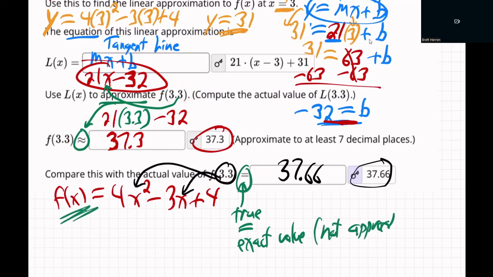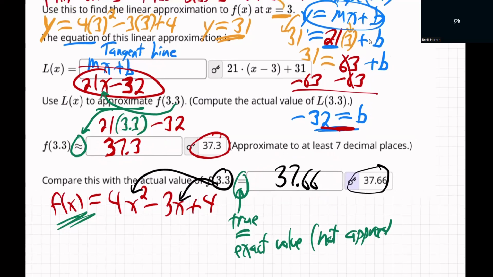So you've got to understand what's happening. We're using the tangent line as an estimate to the real function. And you can tell they come out very close when you're around the intersection point where the tangent line intersects the curve. And so there we go.